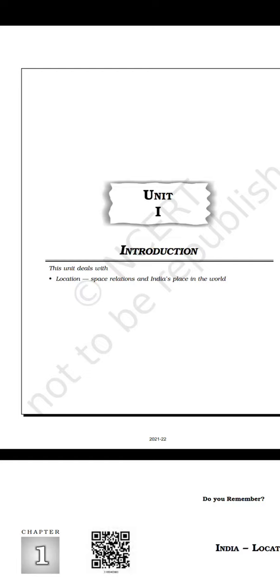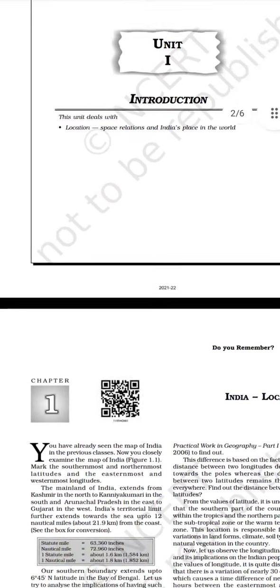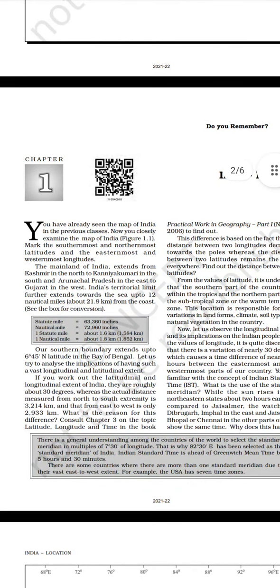India Physical Environment, textbook in Geography for Class 11. Unit 1 Introduction. This unit deals with location, space relations, and India's place in the world. Chapter 1, India Location, Audiobook.